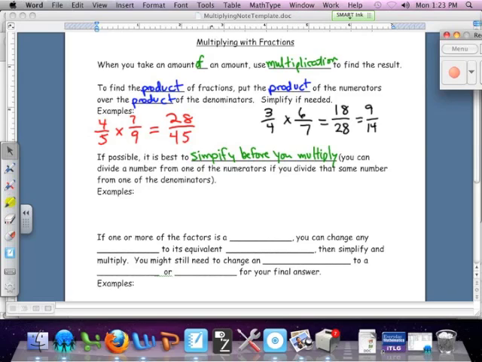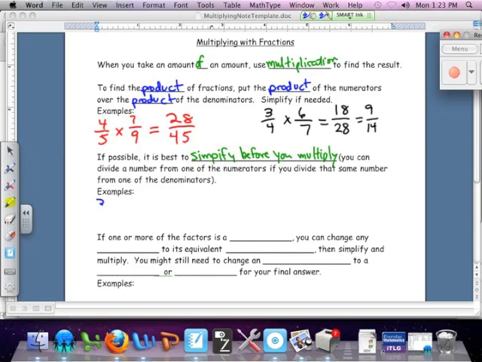So what it means is you can divide a number from one of the numerators if you divide that same number from one of the denominators. Since in this previous example we divided by 2 on the top, we divided by 2 at the bottom at the end of our work, we could instead divide by 2 on the top, divide by 2 on the bottom prior to multiplying, because it's going to make an equivalent multiplication expression. Fractions won't be equivalent, but the entire multiplication expression will end up being equivalent. So for this first example, we're going to redo that one.